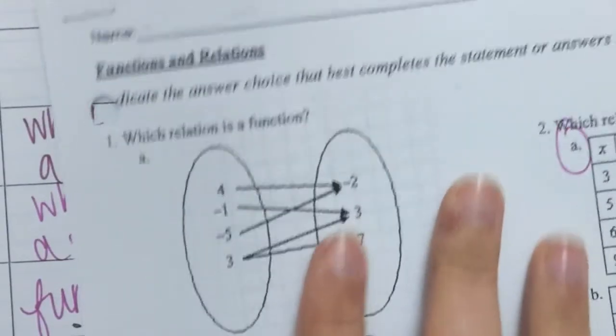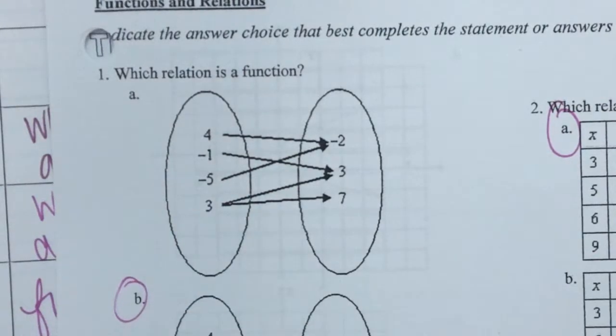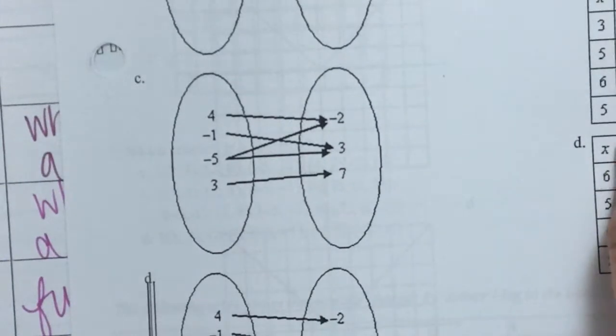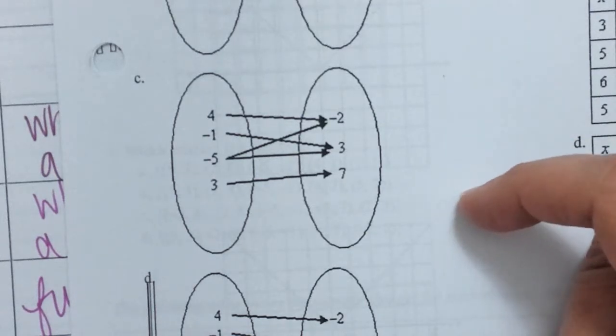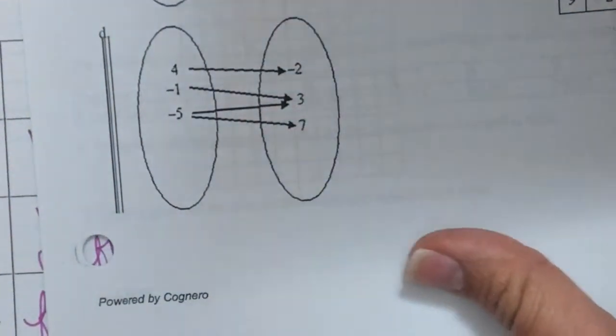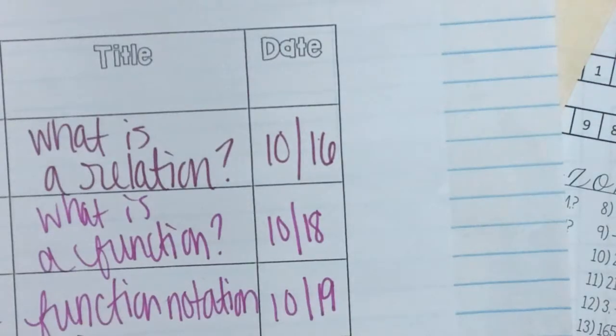Alright, now on the mapping, why is A not a function? Owen. Because 3 repeats. It goes to 7 and. Fantastic. Why is C not a function? Jack. C is not a function because the point is going to -2 and 3 and it can't do that. Yes. And why is D not a function? Dominic. Fantastic. Turn the page.